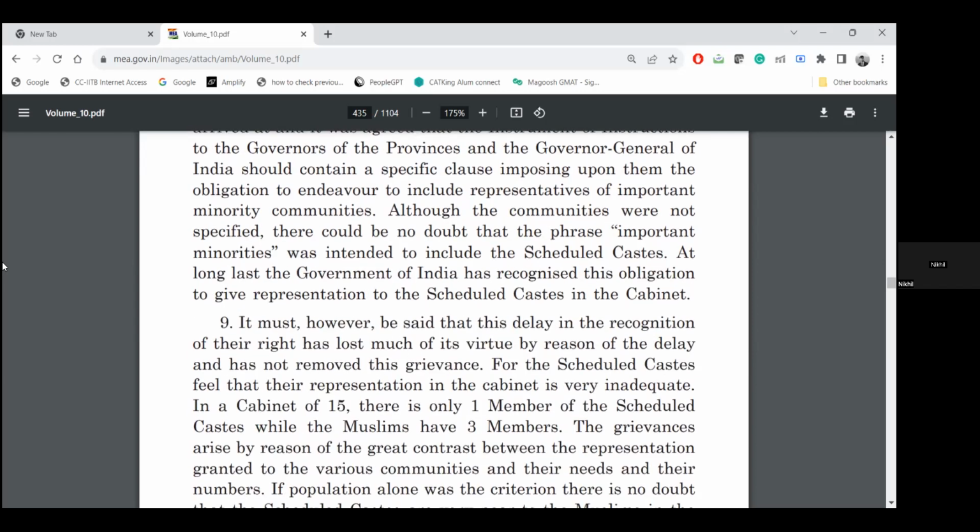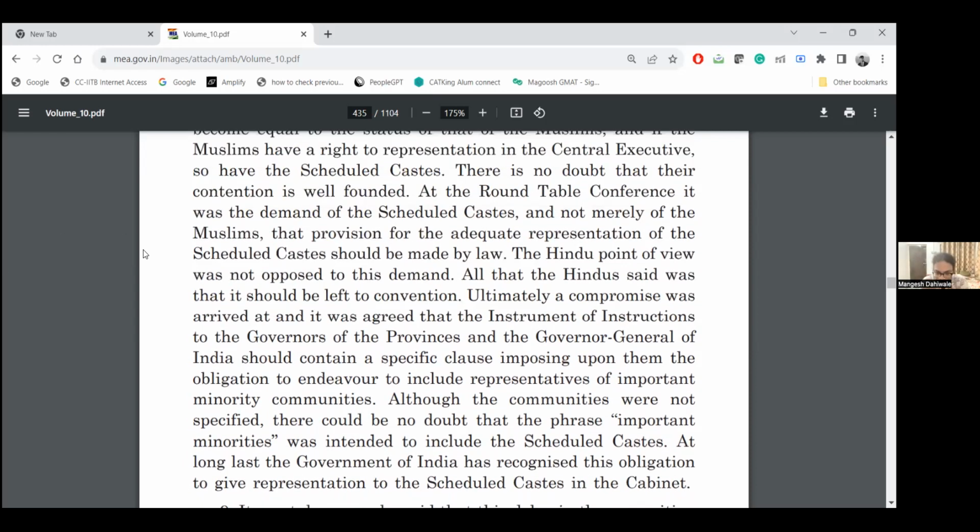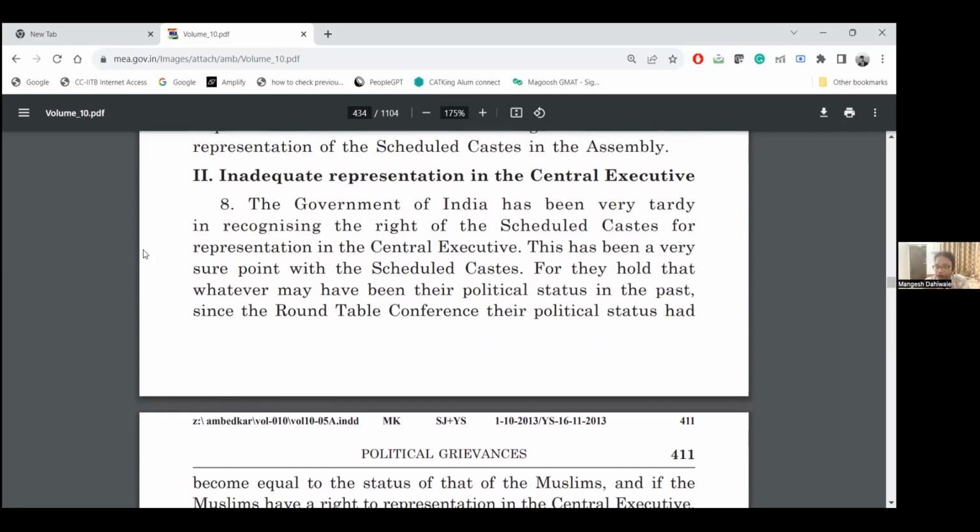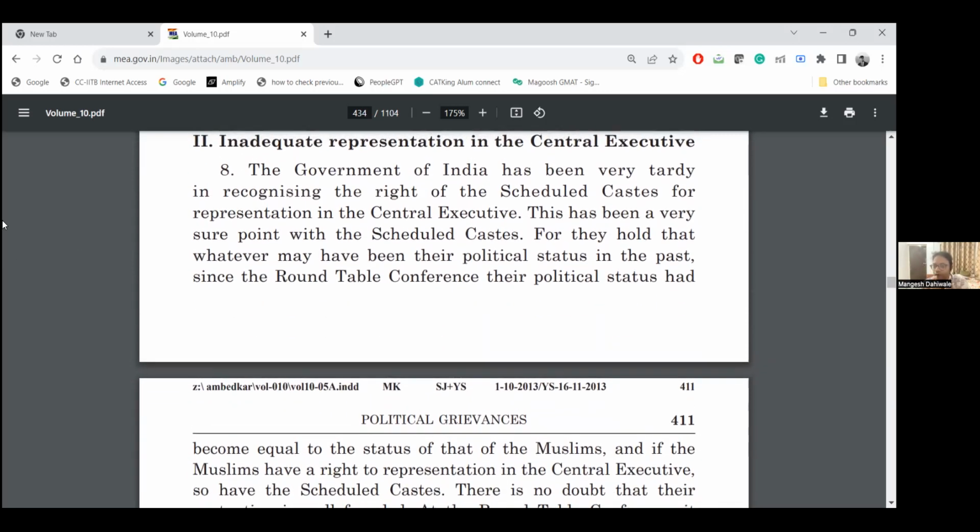At long last, the government of India has recognized this obligation to give representation to the scheduled castes in the cabinet. Okay. So whenever we are planning to draft any policy memorandum, it's very important to bear in mind the history of certain things. History is very important as to how that point in time has been arrived at, and historical analysis has its own importance.